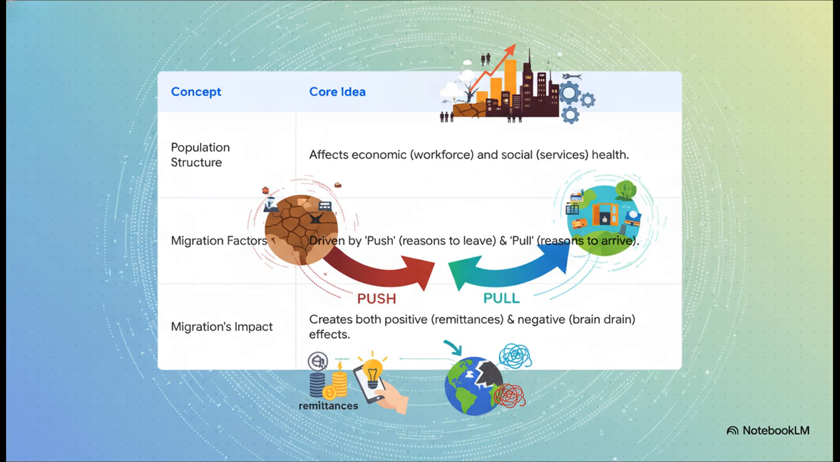Okay, time to lock in everything we've covered. This slide right here, this is your ultimate exam cheat sheet. If you don't remember anything else, remember these three core ideas. 1. Population structure affects a nation's economy and its society. 2. Migration is all about those push and pull factors. And 3. The impact is a double-edged sword with both positives and negatives. Seriously, pause here, take a screenshot. This is your key to acing this topic.